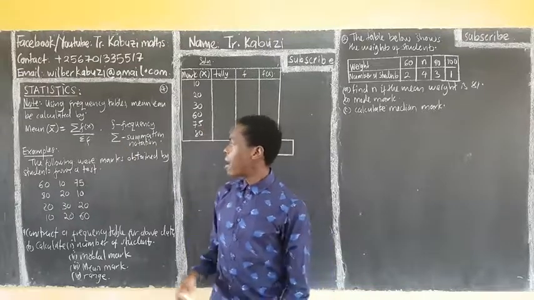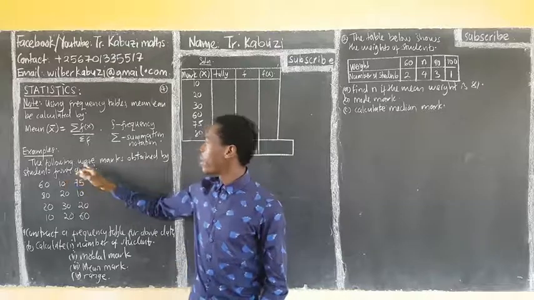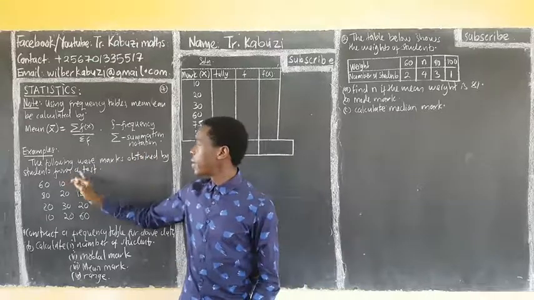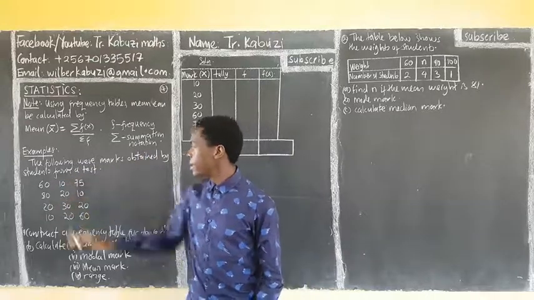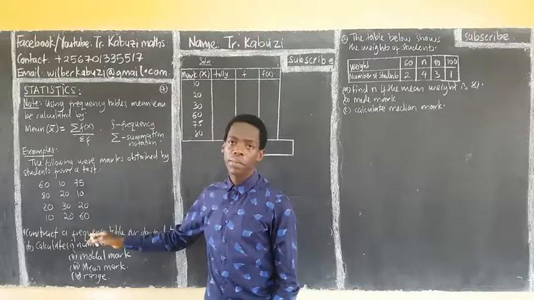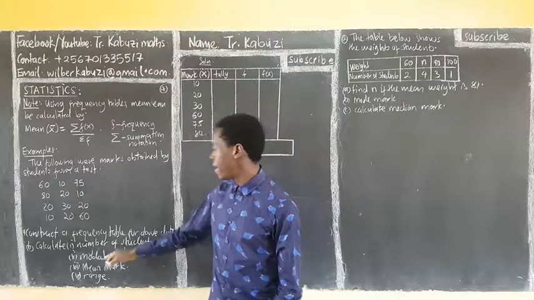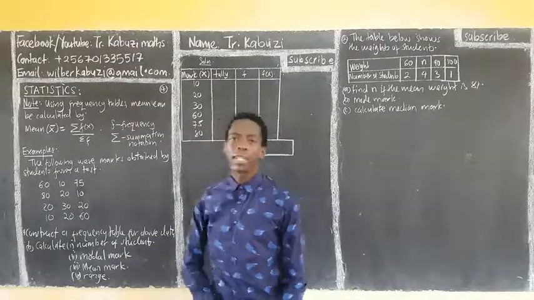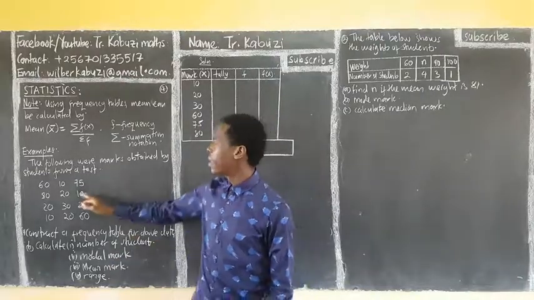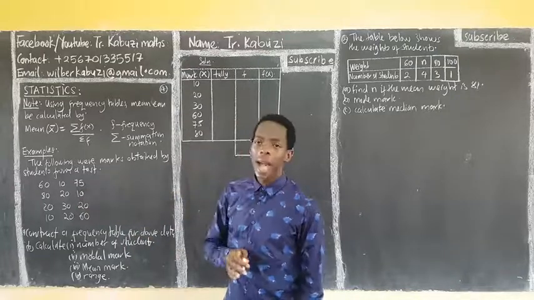Here, now I'm going to give you this question. The following were marks obtained by students from a test. These were the marks, so they are ungrouped. They are telling us to construct the frequency table for the above data and find the number of students. So, how do we convert this to a table?